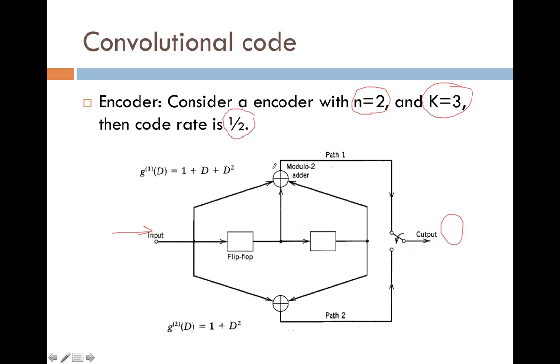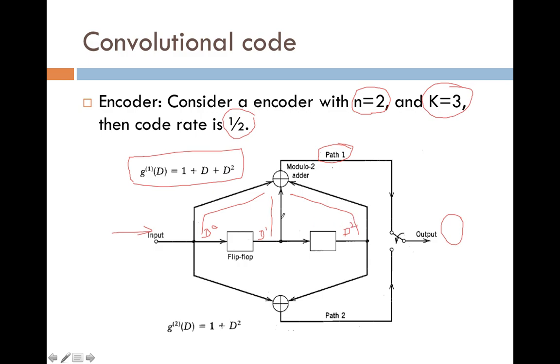For example, first take path 1. Here we have a modulo-2 adder. This modulo-2 adder output is determined from the links coming from before the first flip-flop, after the first flip-flop and after the second flip-flop. That is, there is a link between the modulo-2 adder and the flip-flops. So before the first flip-flop the term is d power 0, after it is d power 1, and after the second flip-flop it is d power 2.